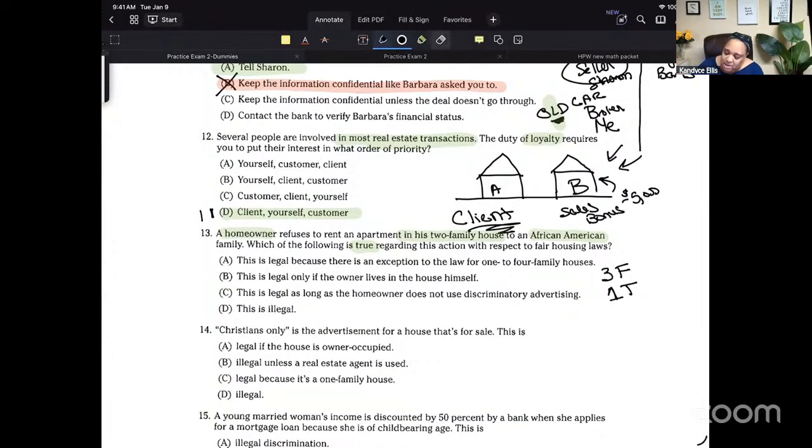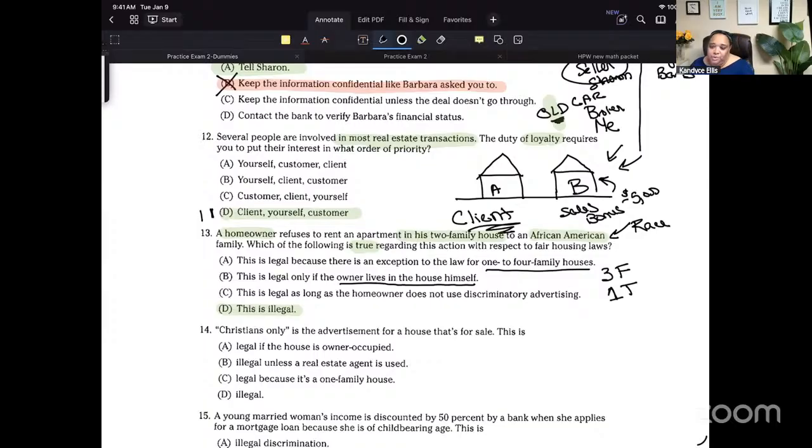And yes, the answer is this is illegal. Can anybody tell me why this is illegal? How come we're not looking at this 1 to 4 family houses? Or, hey, you live in the house and you can have... Why does this not apply in this scenario? It's because of race.